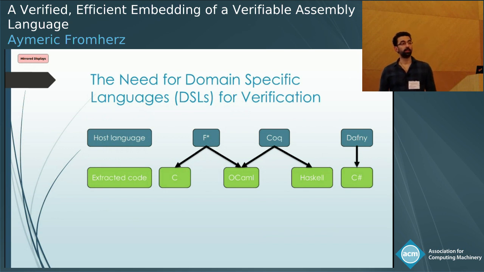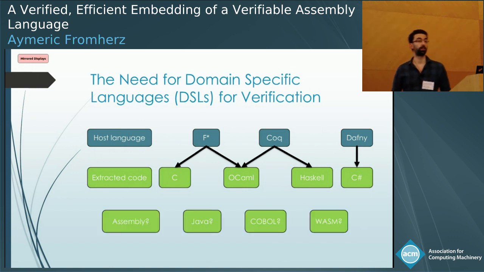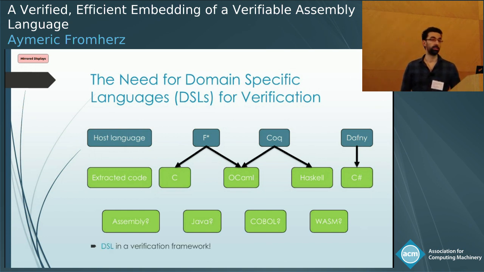Formal verification nowadays allows us to get closer and closer to zero defects in programs, thanks to powerful verification frameworks. For instance, one can use Coq to write, specify, and prove code correct, and then extract it to verified OCaml or Haskell code. Similarly, one can get verified C# code out of Dafny. But what happens if, let's say, a Coq expert wants to verify code written in assembly or Java or WASM? One solution is to embed these languages in a verification framework as a domain-specific language.